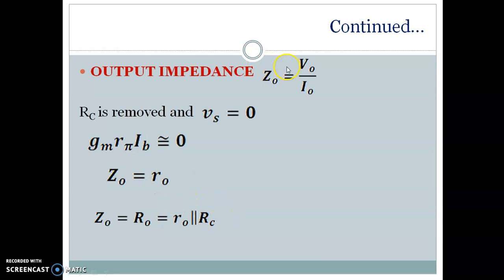Output impedance Z0 is equal to V0 by I0. As in Thevenin's equivalent, we make the voltage source 0. When voltage Vs is set to 0, Is is equal to 0 and Ib is equal to 0, so at the collector it appears as an open current source with internal impedance R0. Externally we have the RC connected. So Z0 is equal to R0 parallel RC. Out of this, RC will be the smallest value, so you can claim that it is approximately RC.